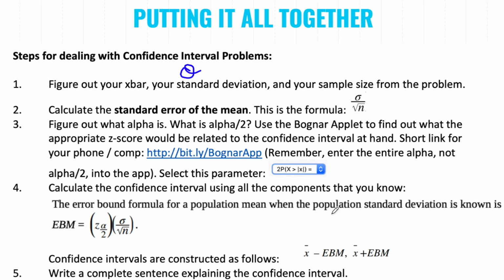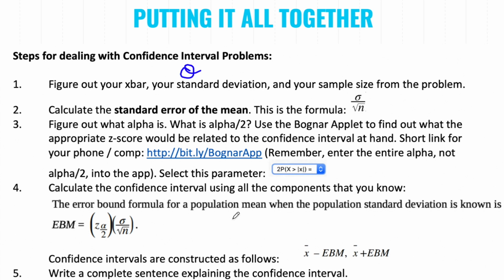Then calculate the confidence interval using all the components you know. Then you're going to use the error bound formula for the population mean when the population standard deviation is known, which is your z-score. Then you're going to multiply it by the standard error of the mean. Pretty simple. Then you construct your confidence intervals as follows. Take that given x-bar, subtract EBM from this step, comma, x-bar plus EBM from this step.